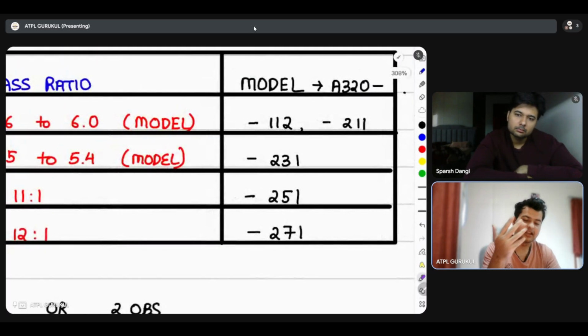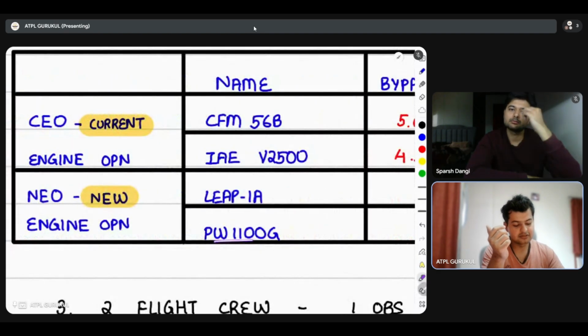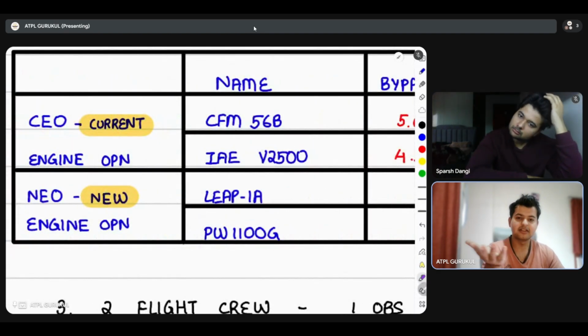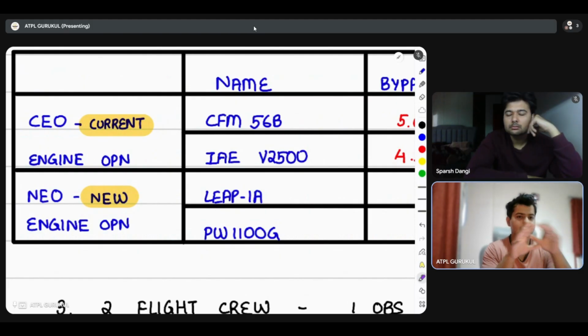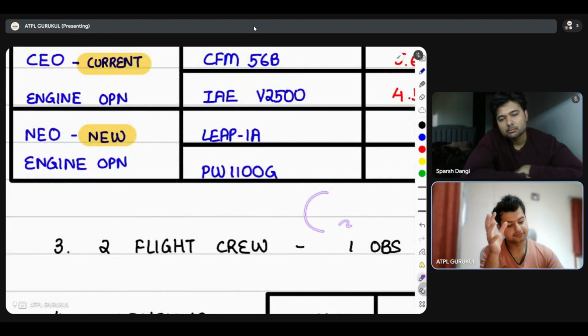Likewise for the Pratt & Whitney GTF 1100 engines, these are the engines which are grounded, which had a problem with their planetary gearbox system in the fan. So what they did was they kept a reduction gearbox in the fan. So you have a frontal fan, right?